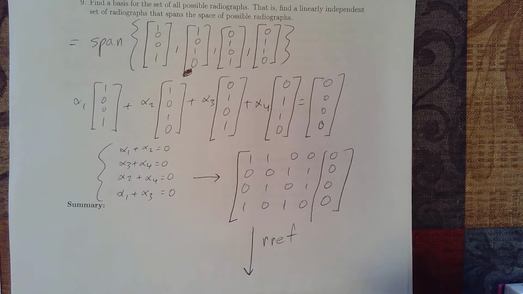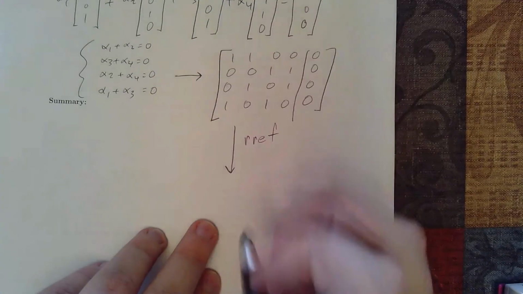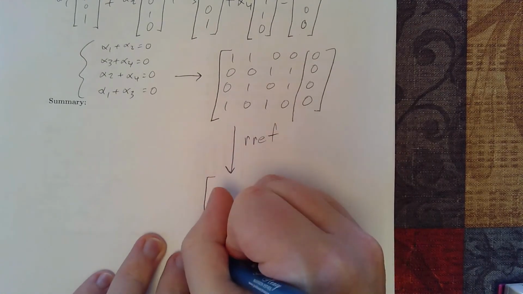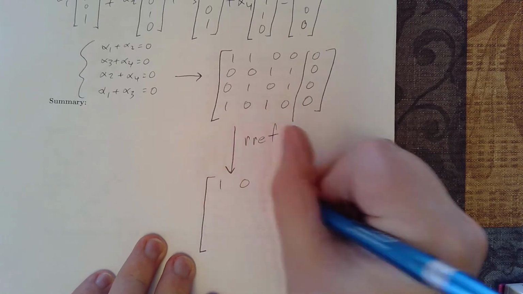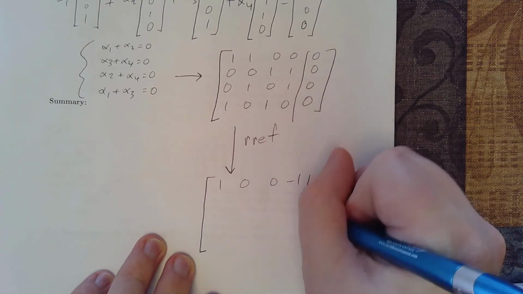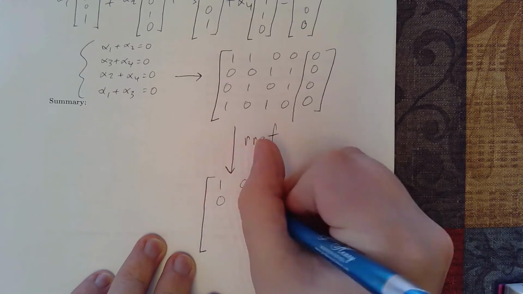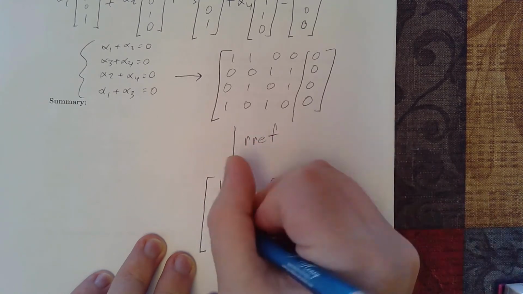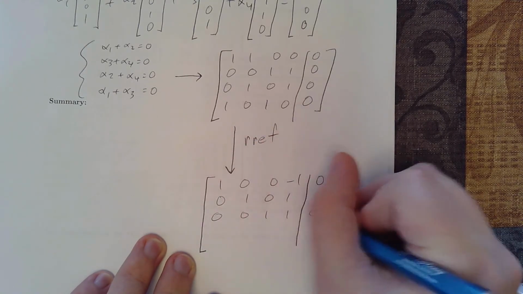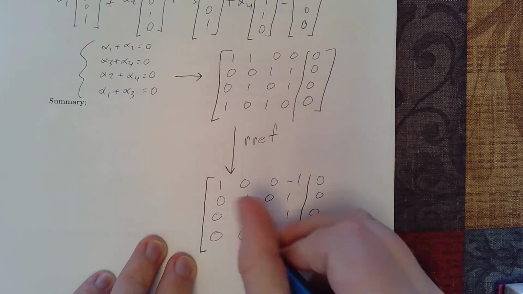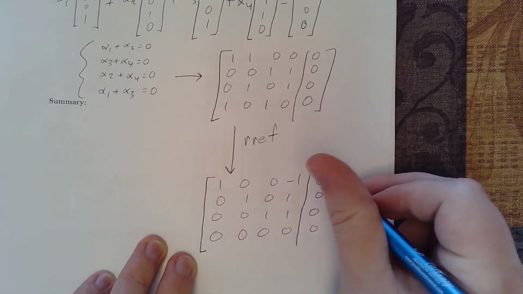So let's go ahead and get the reduced row echelon form, and what do we find? Well, what we find is that we have an infinite number of solutions. So what does that mean for us? Well, what it means is that we don't have a linearly independent set.